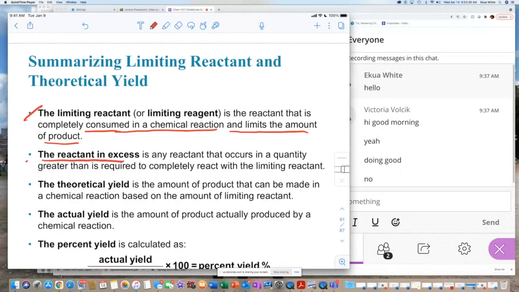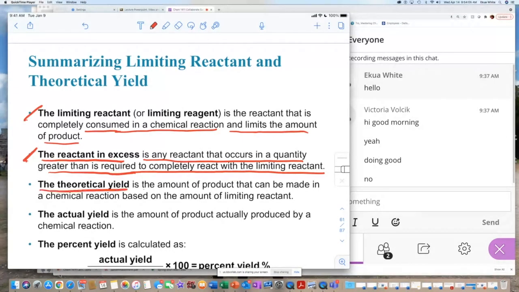The reactant in excess is any reactant that occurs in a quantity greater than what is needed or required to completely react with the limiting reactant. The balanced equation tells us how much of each reactant is required, right? In our case, we saw 1 to 3, but we end up having more than what the nitrogen needed. So it made hydrogen an excess reactant.